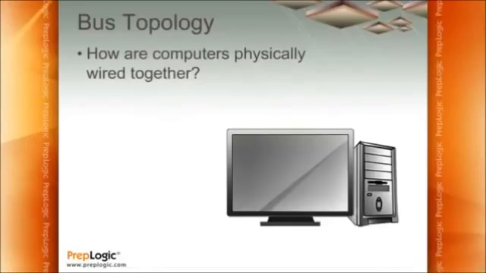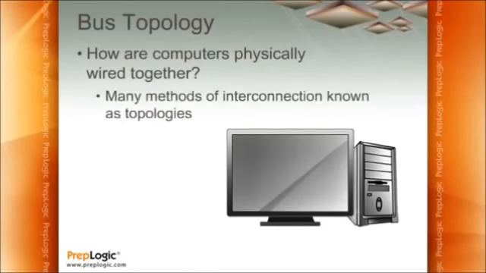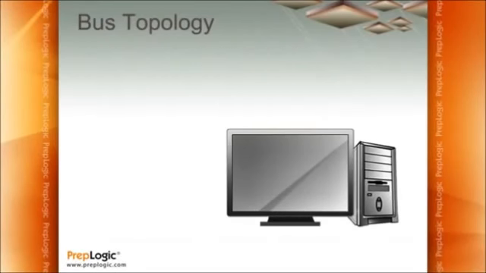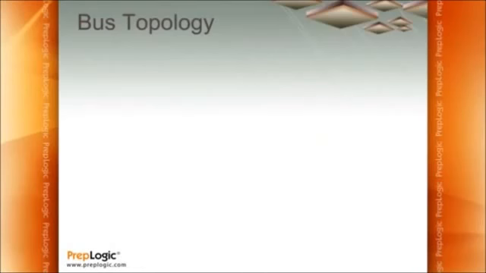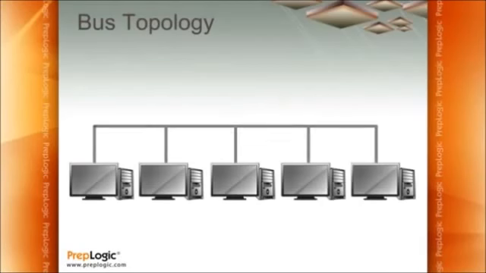How do you wire all this together in order to make this happen? Now, there's a whole bunch of different ways to do this, and each one of these different types of interconnections are known as topologies. A bus topology starts off where you have a number of computers that are plugged together on one big cable. Back in the old days, this cable used to run up in the ceiling, and everybody would connect up into it.